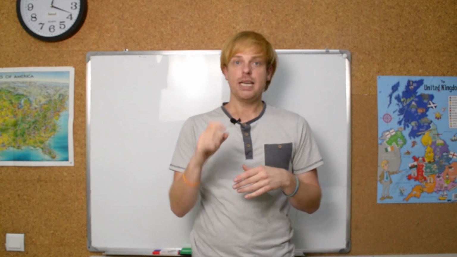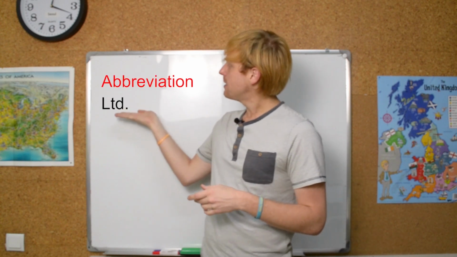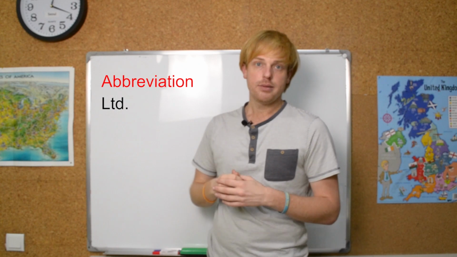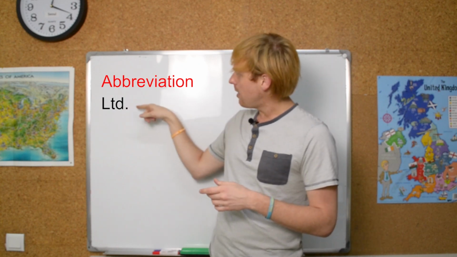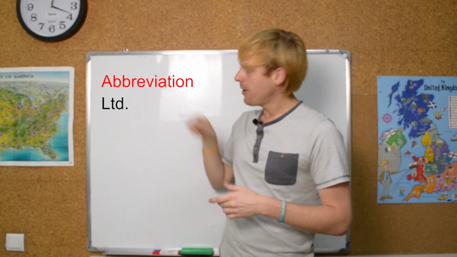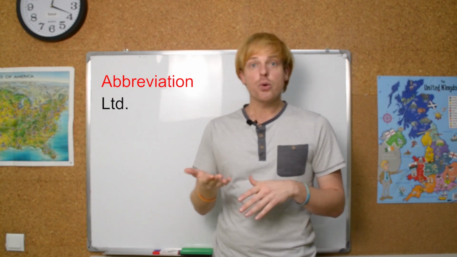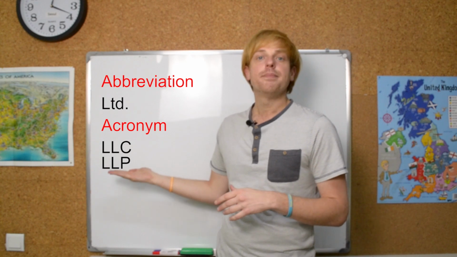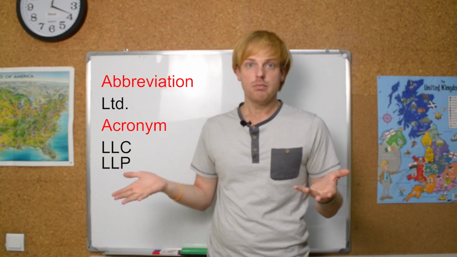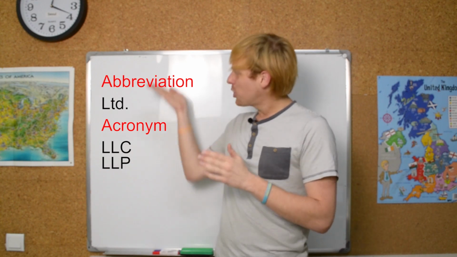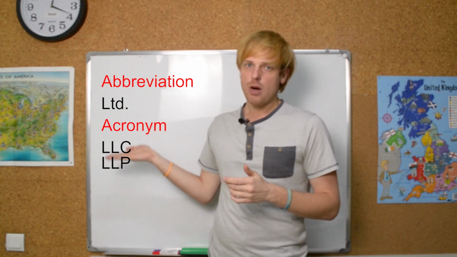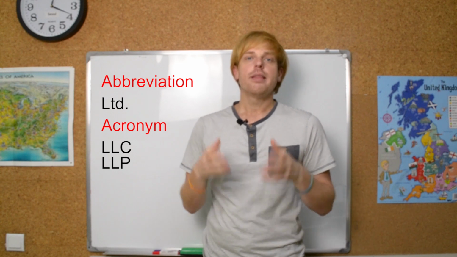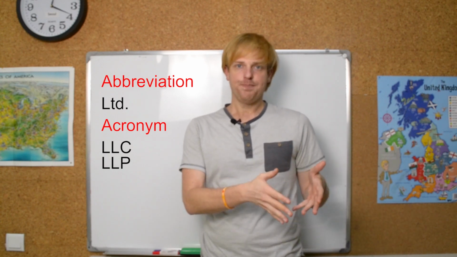An abbreviation is, for example, like this: limited, LTD, period. Okay? Limited, capital L, small td, period. All right? An acronym would be LLC, LLP, no periods. Okay? So these three abbreviations or acronyms are important for identifying the type of business.